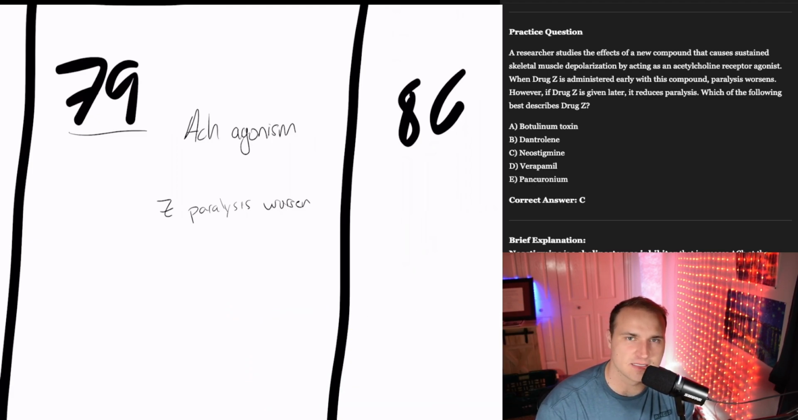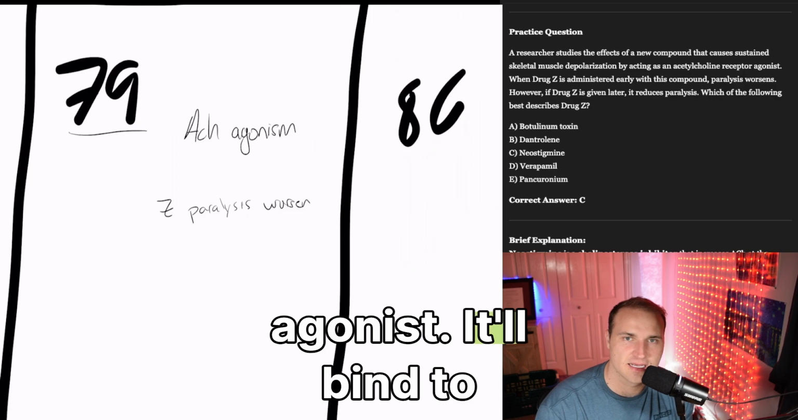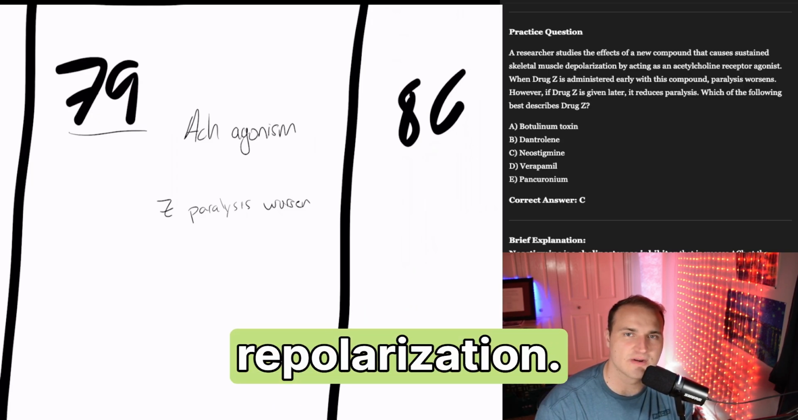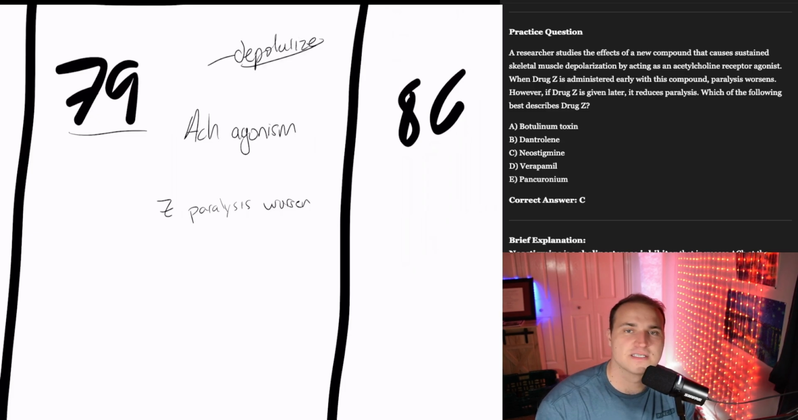So let's talk about the mechanism here. Succinylcholine is a depolarizing neuromuscular blocker. It's a nicotinic acetylcholine receptor agonist. It'll bind to acetylcholine receptors. It causes persistent depolarization and it blocks repolarization. That's what succinylcholine does. Now, this is metabolized. It's broken down by plasma pseudocholinesterase, not acetylcholinesterase. So we use this for rapid sequence intubation because it's got a super quick onset.